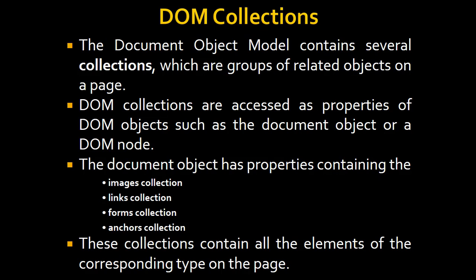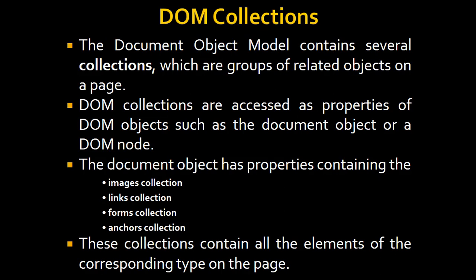Here, the DOM collections are accessed as properties of DOM objects. How can you access the property of an object? It's the object name, dot, that property name. These DOM objects may be document objects or DOM nodes. So if you want to access a collection, you need to use the name of the object, like document, then a dot operator, then the name of the collection.